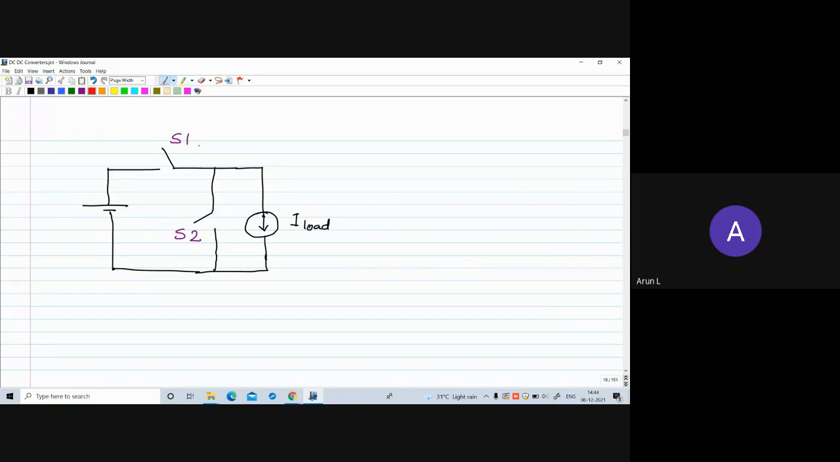So now we have two switches. We have a voltage source, a current sink, that is, this current source is representing our load consuming constant current. Then there are two switches, S1 and S2. They are complementary in operation. When S1 is closed, S2 will be open. When S1 is open, S2 will be closed.